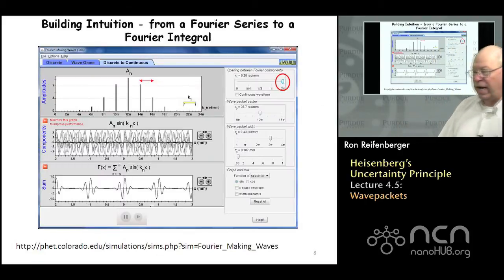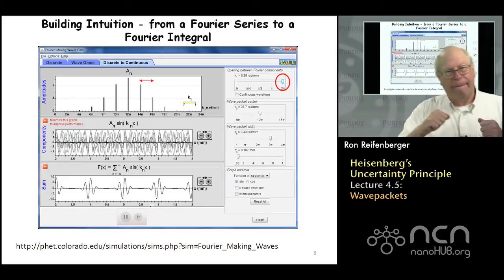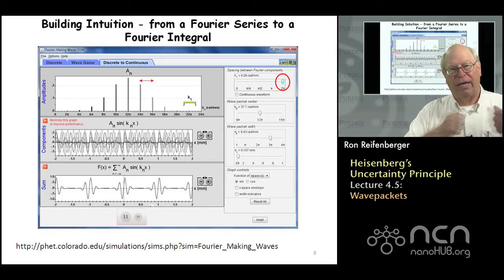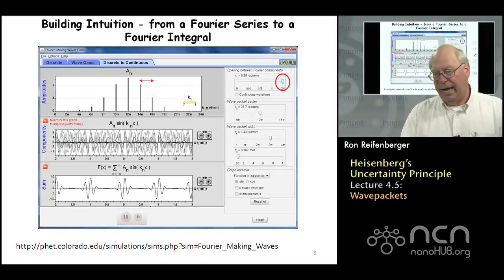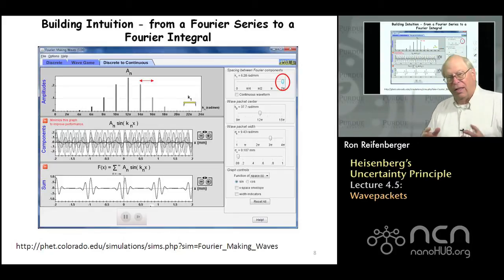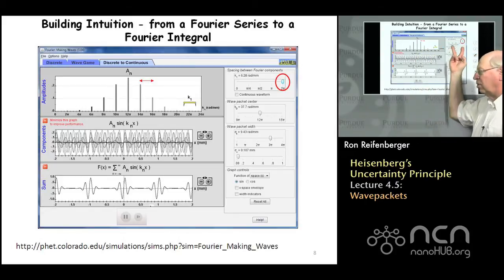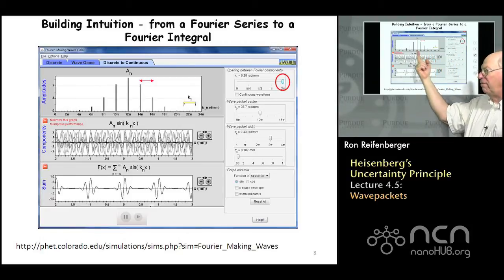So I go to this website down here, which is a very useful website for understanding this relationship between components in K-space and the actual waves that result in real space X. What I like about the website is there's a control panel here that allows you to specify the components of the wave in K-space. It then plots out each component in real space here, and it shows you how when you add up all those components, this is the net result that you get.